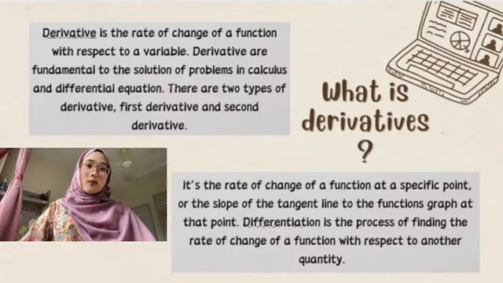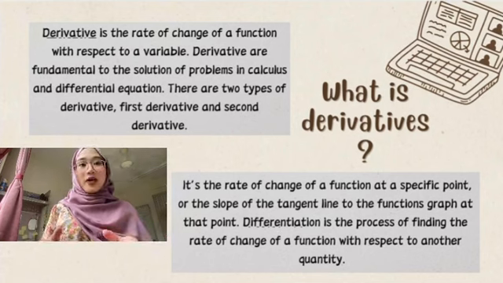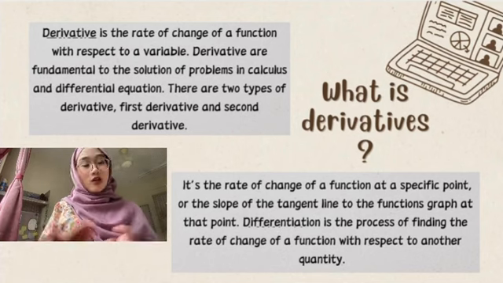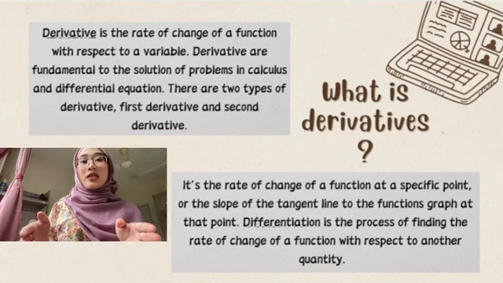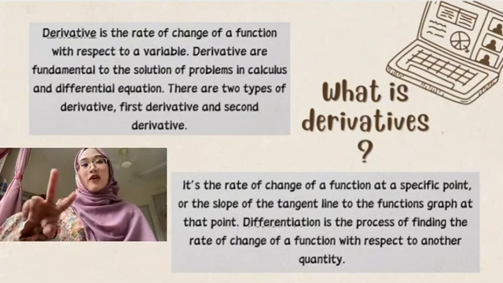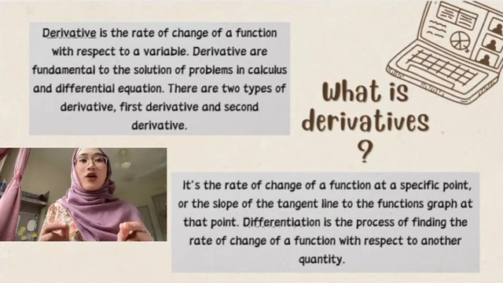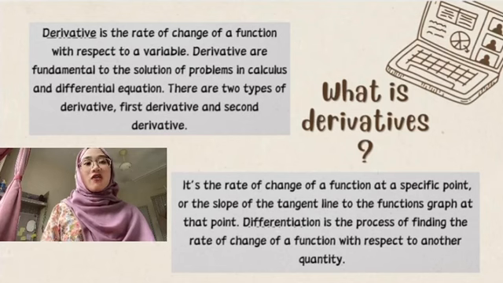So today I'll be talking about derivative. So what is derivative? Derivative is the rate of change of a function with respect to a variable. Derivatives are fundamental to the solution of a problem in calculus and fundamental equations. And there are two types of derivative, which are first derivative and second derivative. And also, derivative is the rate of change of a function at a specific point or the slope of the tangent line to the function graph at that point.